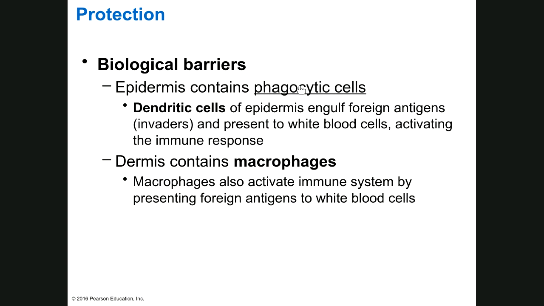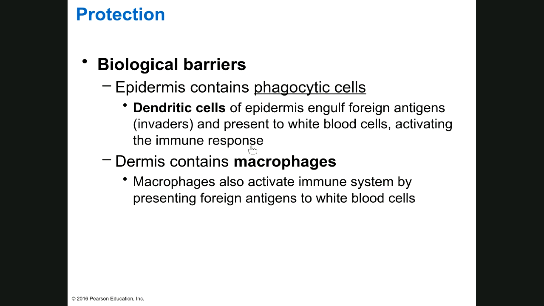So right away, if something does get in, if you have some sort of pathogen that does get into the epidermis, we have our Langerhans cells there. They're going to phagocytose the bacteria or whatever and take it inside themselves. And then the Langerhans cells are going to present that foreign antigen or foreign pathogen to a white blood cell. And that will then activate a full-blown immune response against the pathogen.